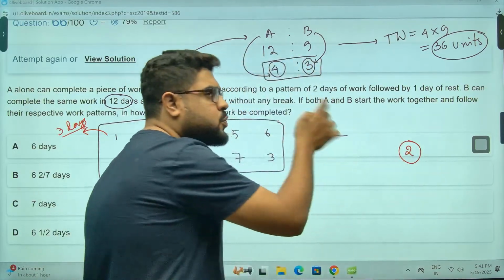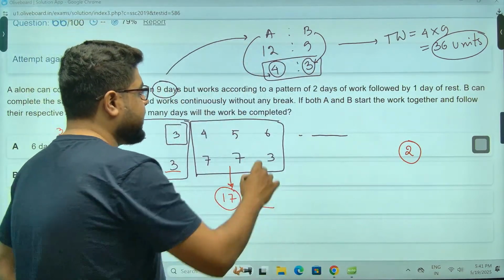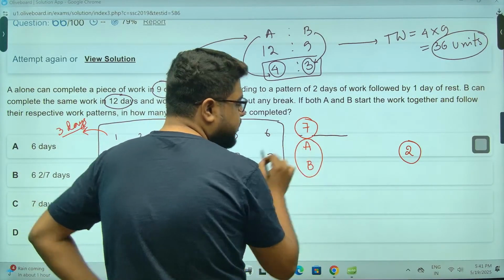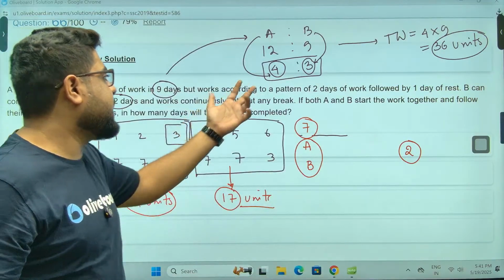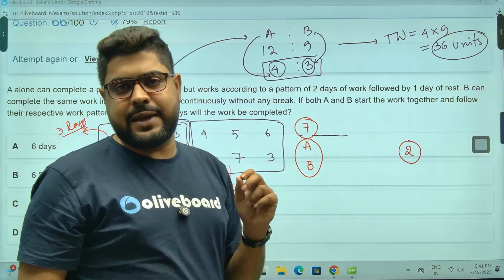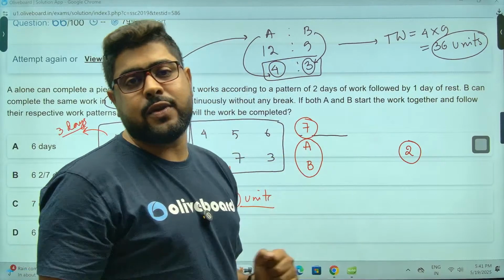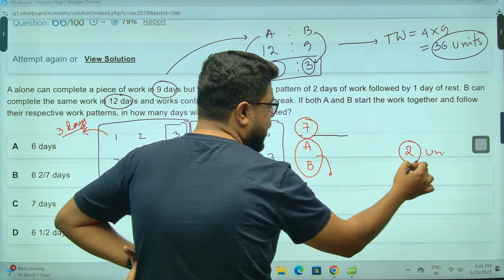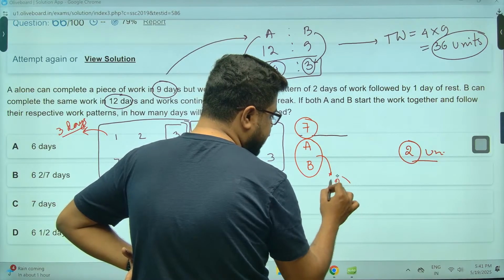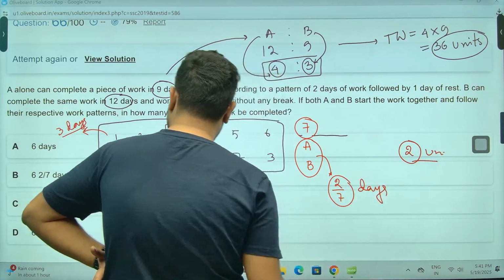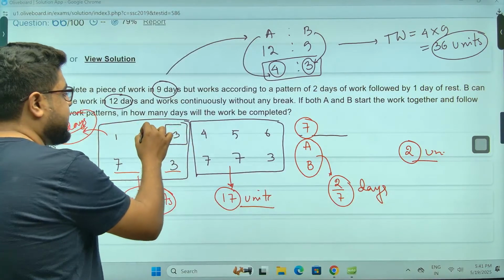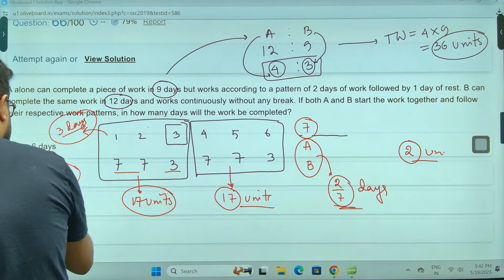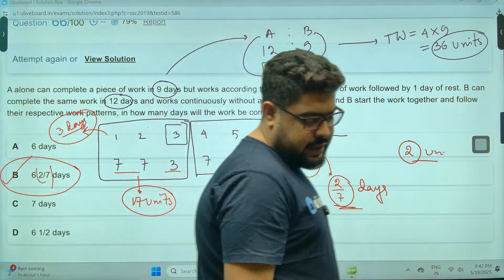Now, who will do these 2 units of work? Next day, on day 7, who comes? Again A and B both will work. When both work, they can complete 4 plus 3, 7 units every day. So to complete 2 units, they will take 2 by 7 days. So your answer: every packet is 3 days, 3 plus 3, 6 days, plus 2 by 7 days. Option number B is the answer, but again, a printing mistake, it should be a bracket.